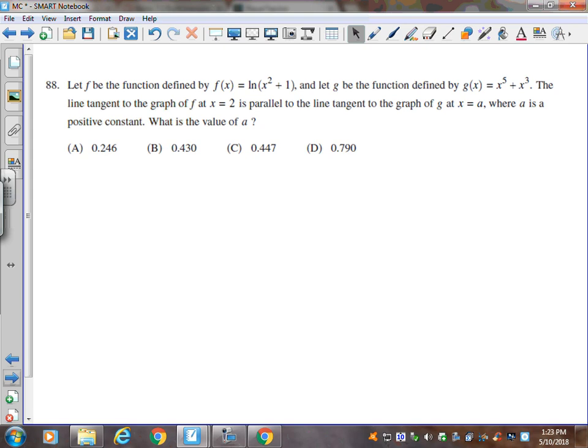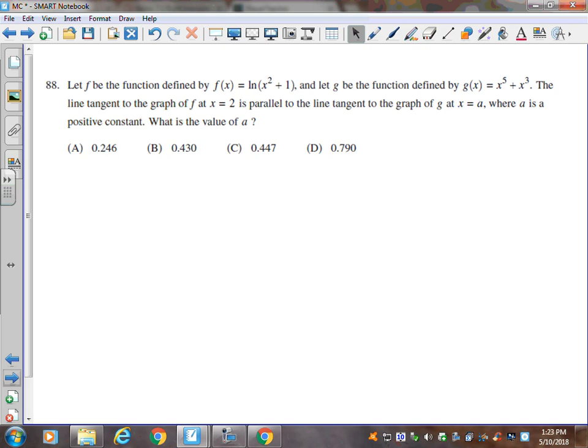88 talks about an Ln function and a fifth power quintic function. And they want to talk about the two functions' tangent lines. It says the tangent line of the graph f at x equals 2 is parallel to the tangent line of g at x equals some unknown value a, where a is a positive constant, which is good to know because we wouldn't want to pick the negative one in case there's more than one answer. And what would the value of a be?